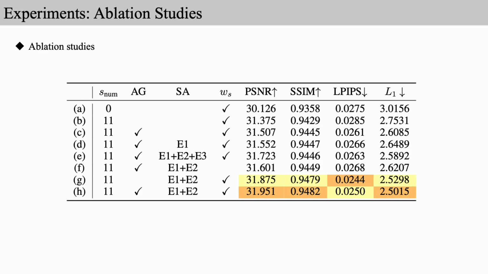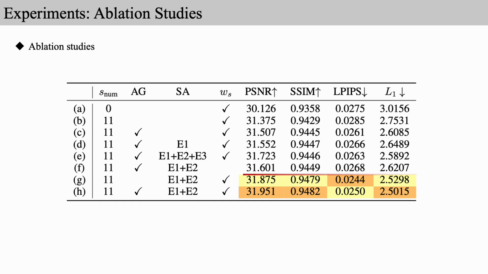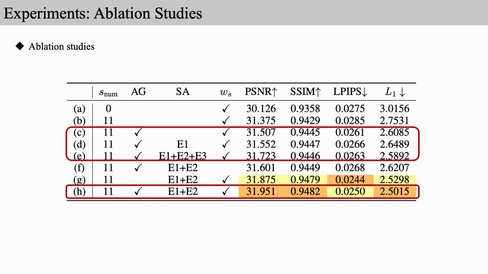Here are ablation studies on several important components. First, as shown in rows A and B, introducing the spectral radiance fields can effectively improve the performance. Second, as shown in rows G and H, removing the attention gate, AG, will degrade the results. Third, rows C, D, E, and H show the results when embedding the SA module into different encoder blocks. The SA module is placed in the first 2 encoders to best explore the correlations of spectrum maps.